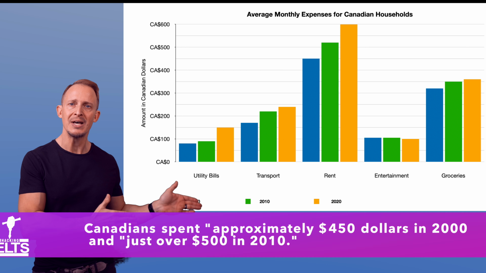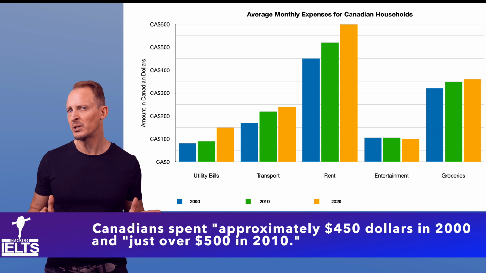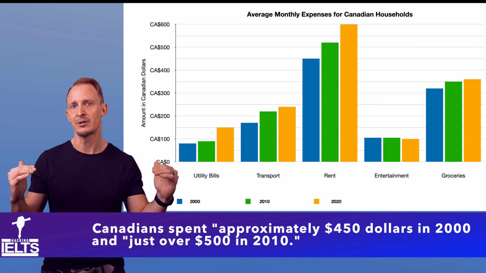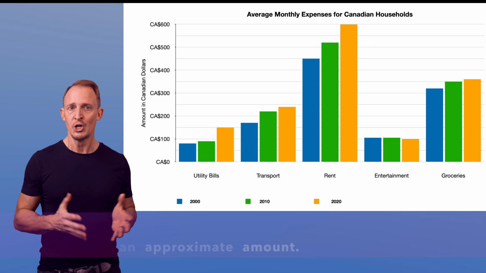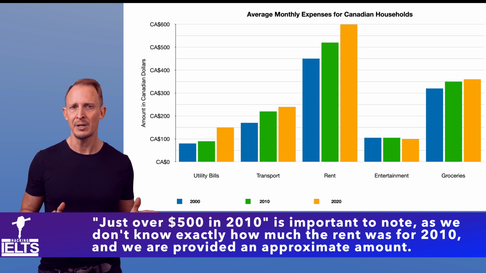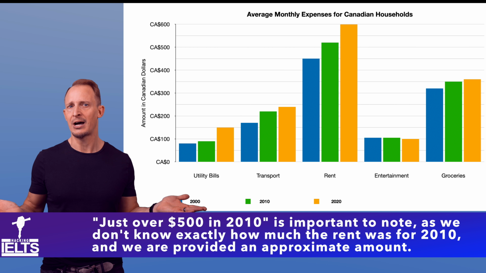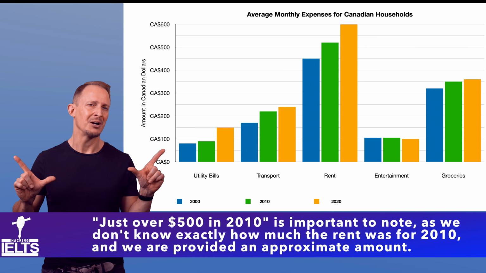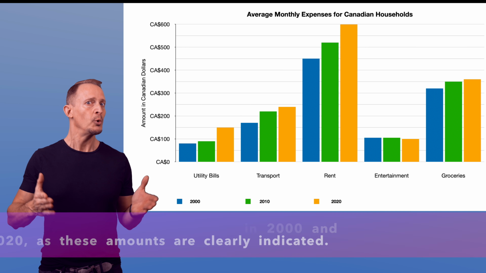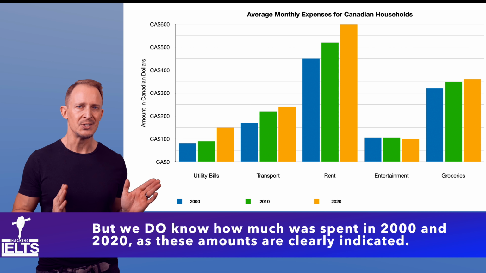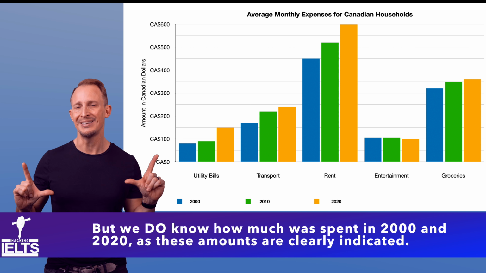We go on to see that Canadians spent approximately $450 in 2000 and just over $500 in 2010. Just over $500 in 2010 is important to note, as we don't know exactly how much the rent was for 2010, and we're provided an approximate amount. But we do know how much was spent in 2000 and 2020, as these amounts are clearly indicated.